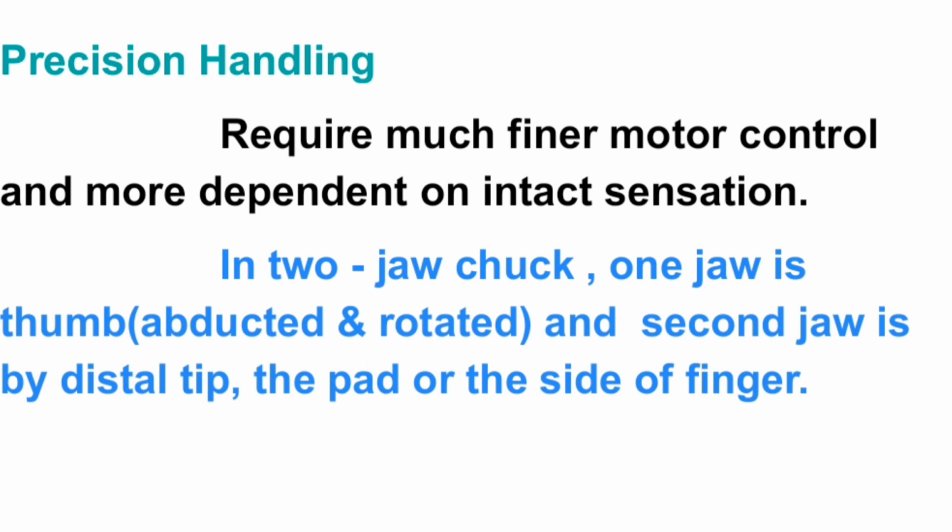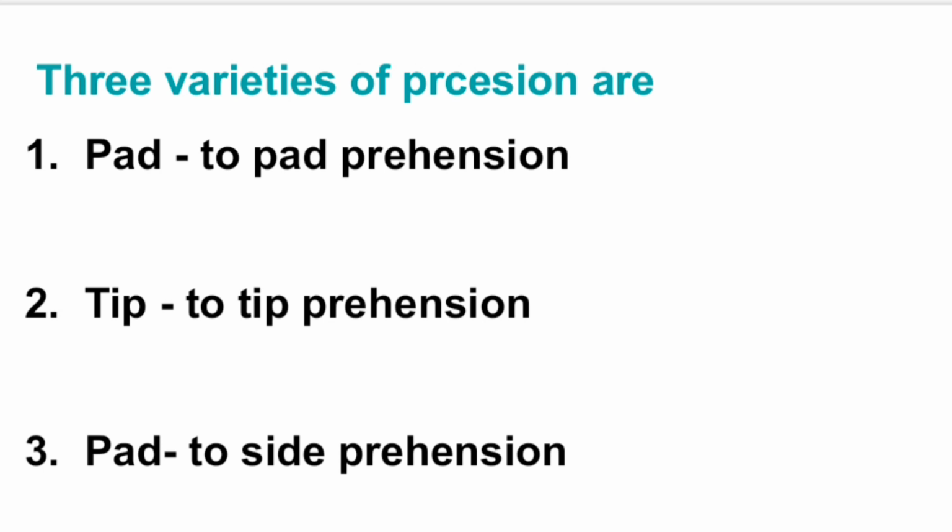Next one is precision handling. Precision handling requires much fine motor control and is more dependent on intact sensation. In a two jaw chuck, one jaw is the thumb, abducted and rotated, and the second jaw is the distal tip, the pad or the side of the finger. Three varieties of precision are pad to pad prehension, tip to tip prehension, and pad to side prehension.